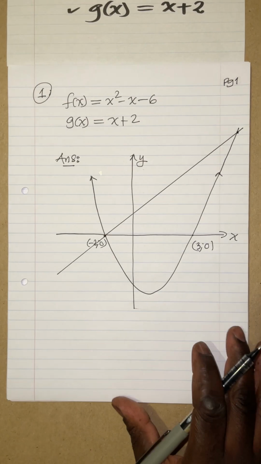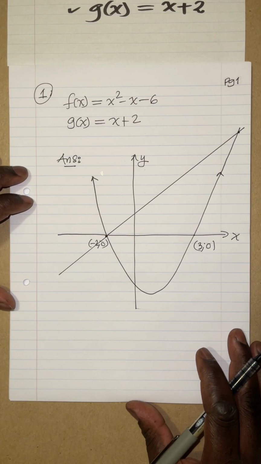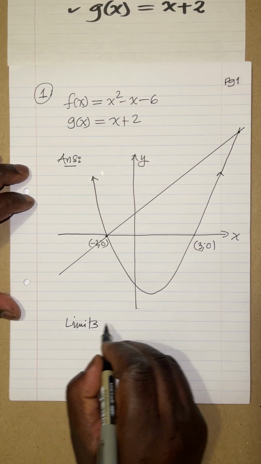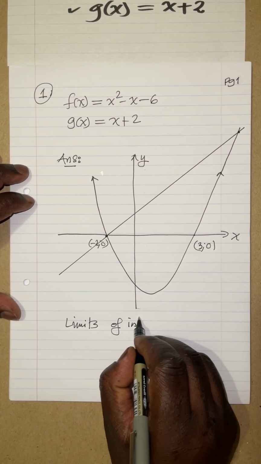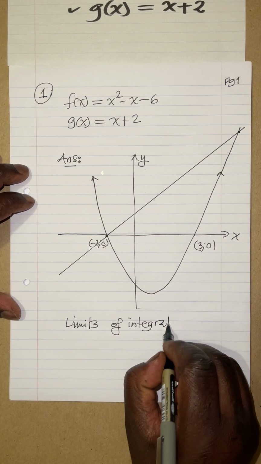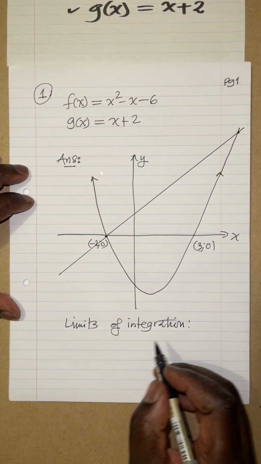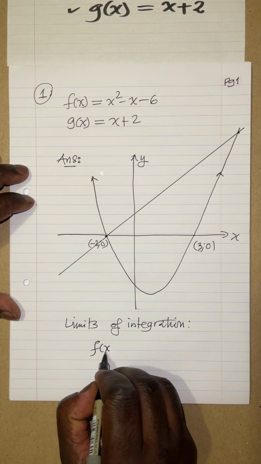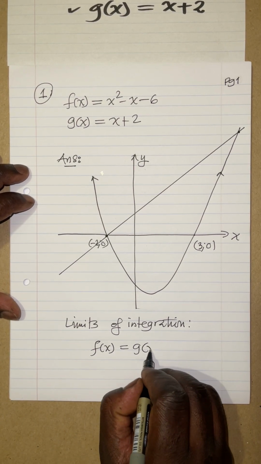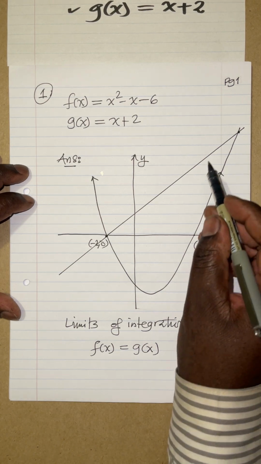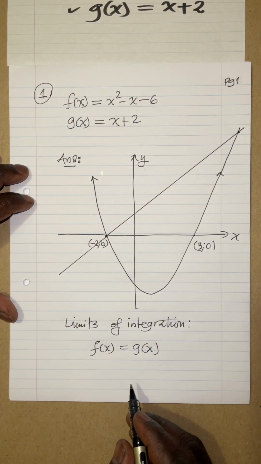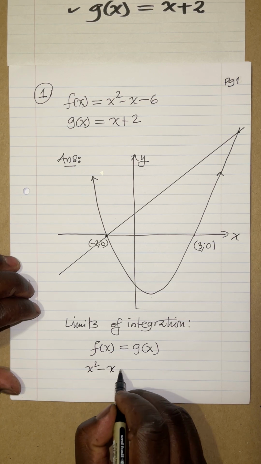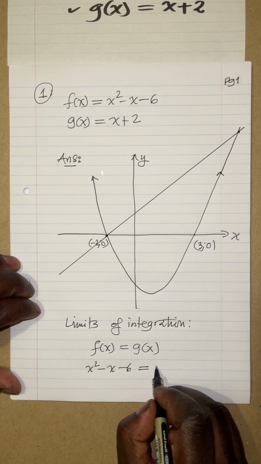So I'm going to say here, limits of integration. You have to equate the two functions. So we're basically saying f of x equals g of x, because at these two points they have the same values of y. Now this means x squared minus x minus 6 must be equal to x plus 2.